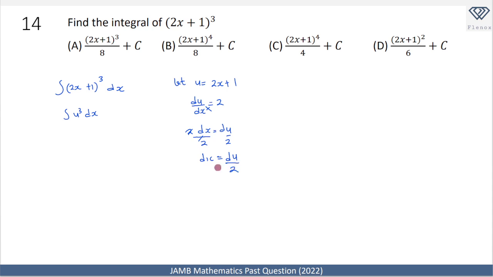So we can replace the value of dx as du over 2 in this expression over here. So this becomes the integral of u cubed times du over 2.